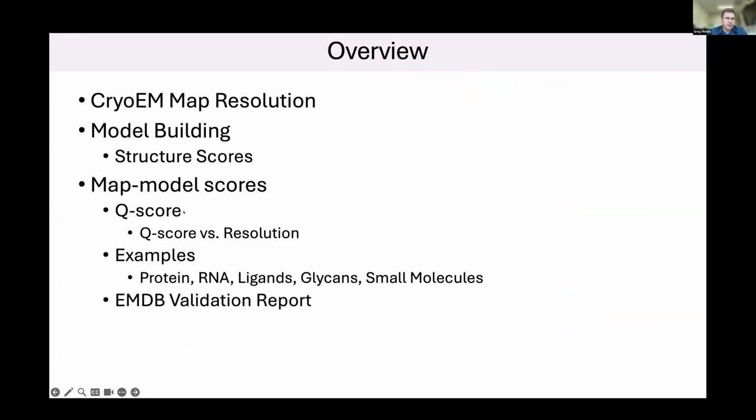And then I'll get into the main theme of my presentation, which is validation using different map-model scores. I'll talk a lot about Q-score, which is something I've been working on along with many collaborators for the past few years. I'll show some examples and how it's getting implemented into the EMDB validation report.